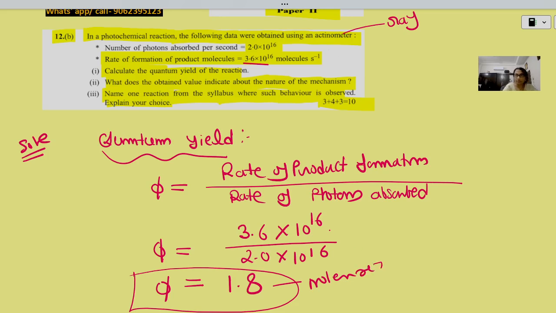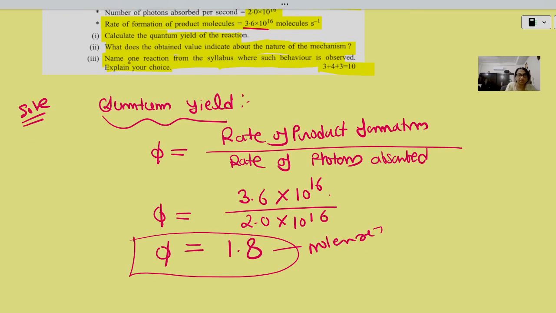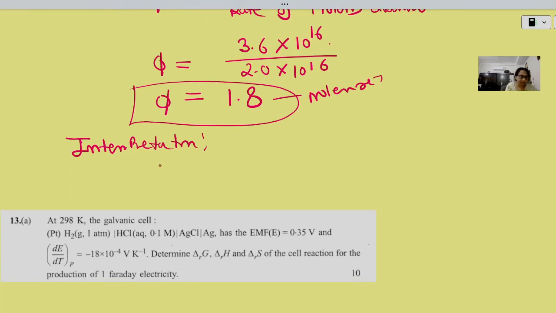Okay, now the second question: what does the obtained value indicate about the nature of the mechanism? We can interpret this with the help of proper interpretation. According to our interpretation, because the value of the quantum yield is greater than 1, that indicates the mechanism of a chain reaction.